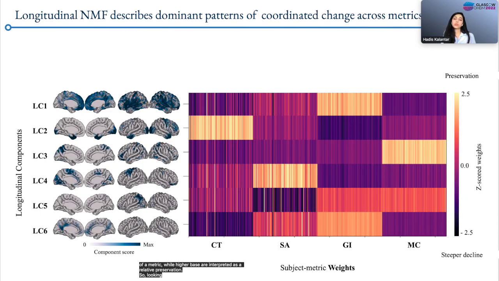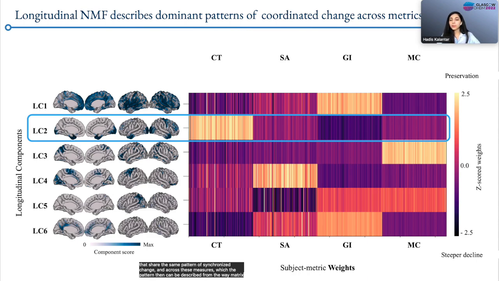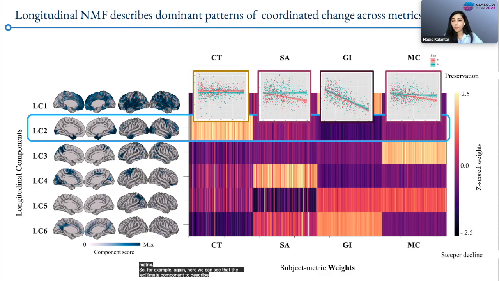So looking at the longitudinal NMF results, here these components have captured vertices that share the same pattern of synchronized change across these measures, which can then be described from the weight matrix. So for example, again here, we can see that longitudinal component 2 describes relative preservation of cortical thickness, a sharp decline of gyrification, and a decline of surface area and mean curvature in bilateral occipital and temporal poles and the right primary somatosensory areas.